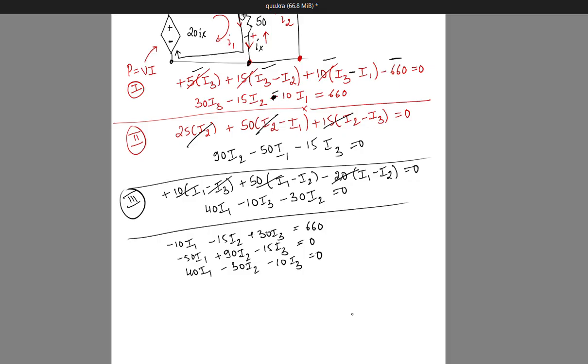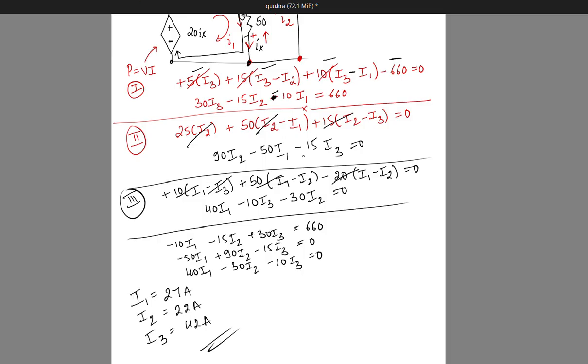Okay, and that's 0. So you'll have x, that is the I1 value, equal to 27 amperes. The I2 value will be equal to 22 amperes, and the I3 value should be equal to 42 amperes. So now you have all the three currents.